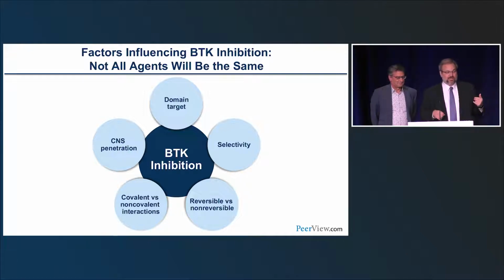How easily do they get into the CNS? How do they bind to the enzyme? Do they lead to reversible or non-reversible inhibition of the enzyme? And the selectivity for BTK versus any of the other kinases that they could bind to. So as Tony's going through these slides, I want you to think about these drugs each very much as independent drugs and not as a spectrum, because they're going to have very different characteristics. So with that, I'm going to turn things over to Tony.